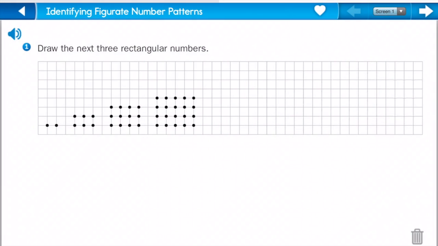Good morning. Today we're doing lesson 7-9, and we're going to be identifying figurative number patterns. So here, we're going to draw the next 3 rectangular numbers. And so let's look at these boxes and see if we can find a pattern.